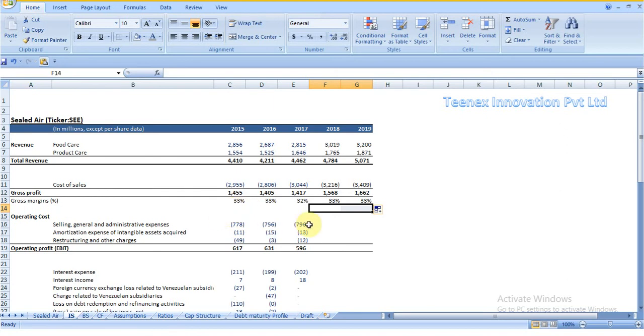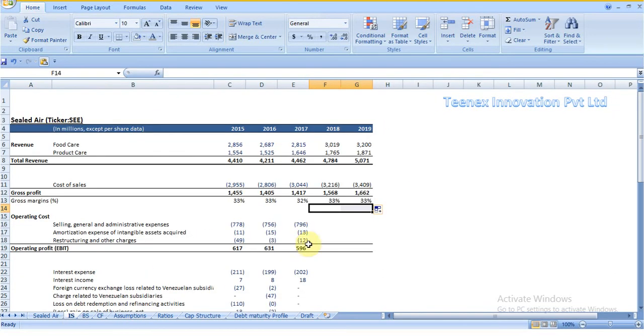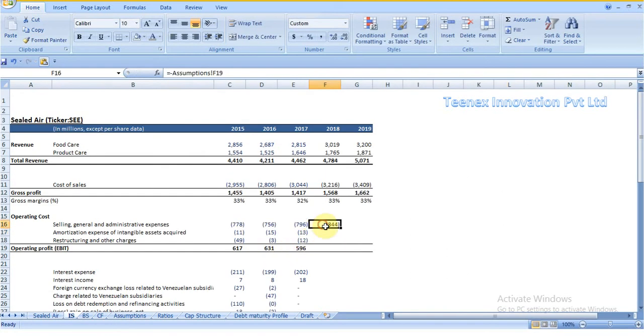Now I'm going to link my selling, general and administration expenses also from assumptions because I already have this data. So link it the same way we have done it for cost of goods sold. It is very easy. We can do it, and I have linked and I have dragged it. For the time being, we are going to assume amortization expenses of intangible assets as zero. Restructuring charges also as zero, because as such we are not expecting any restructuring to happen in the coming period, because the company is not guiding anything related to this.